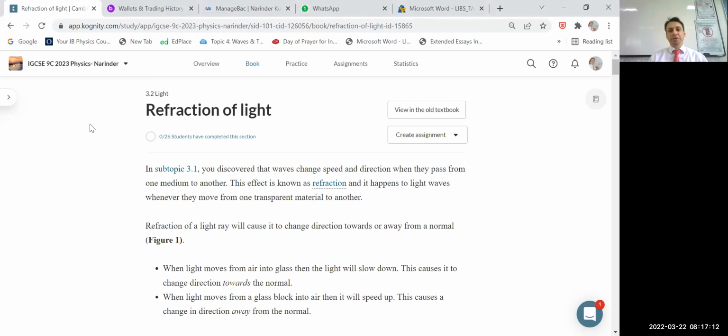So let us begin, children, our next topic. For today's lesson, our topic is refraction of light. Please, children, pay attention. The term refraction. Refraction means bending of a ray of light. You can see here, the waves change speed and direction when they pass from one medium to another medium. This effect is known as refraction, and it happens to light waves whenever they move from one medium to another medium.